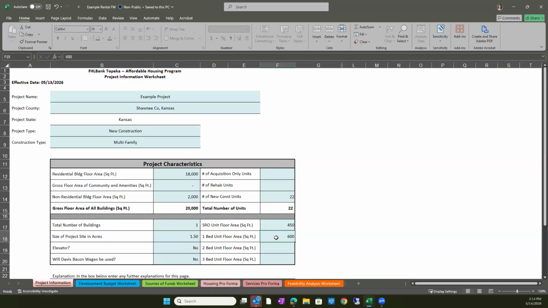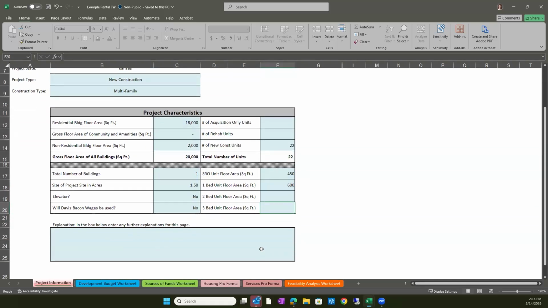If you have any units that are larger than 3 bedrooms, so you can see we stop here at 3 bedrooms, feel free to enter information regarding any bigger units in the explanation box at the bottom of the page. In addition, this explanation box can be used to explain the non-residential space that's being utilized to confirm that it meets the AHP definition so that we're not asking that down the line from you.